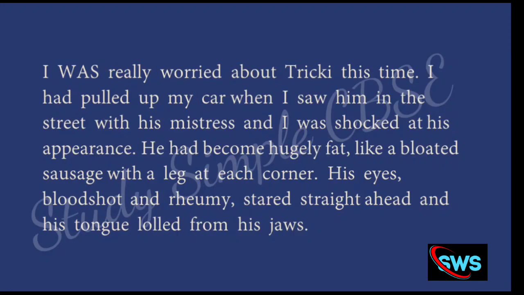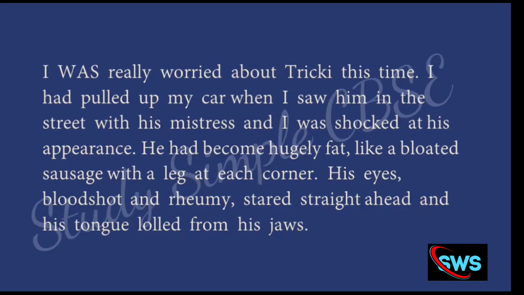I was really worried about Tricky this time. I had pulled up my car when I saw him in the street with his mistress, and I was shocked at his appearance. So the narrator is just moving in his car, and at that time he saw Tricky. Tricky is a pet dog which was owned by a rich lady. So he saw Tricky walking with his mistress. Mistress is the rich lady or the owner. So the author states that he was shocked by the appearance of Tricky.